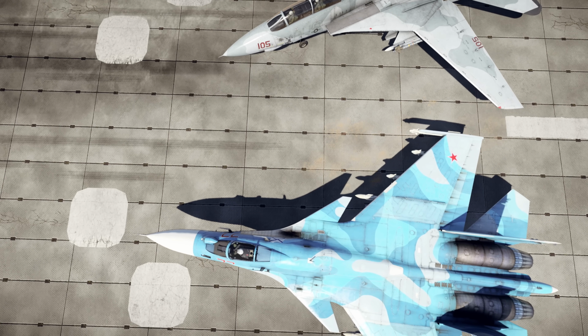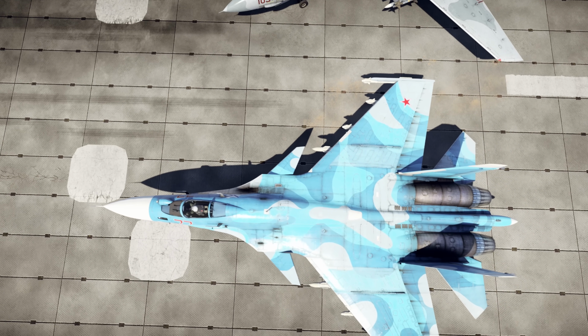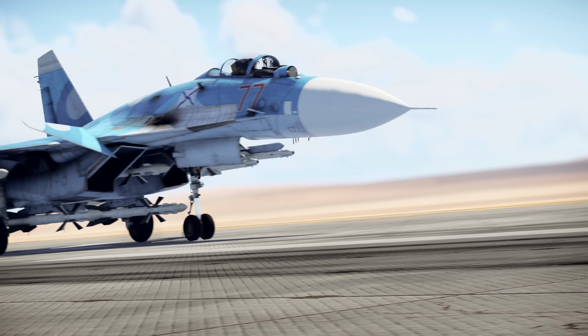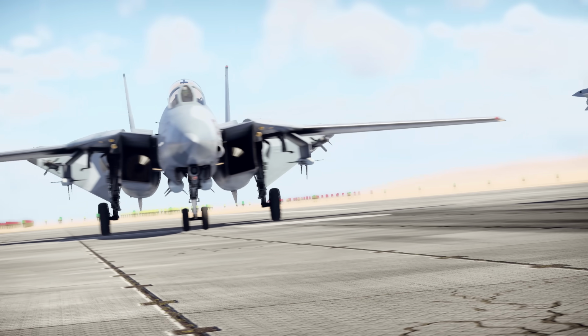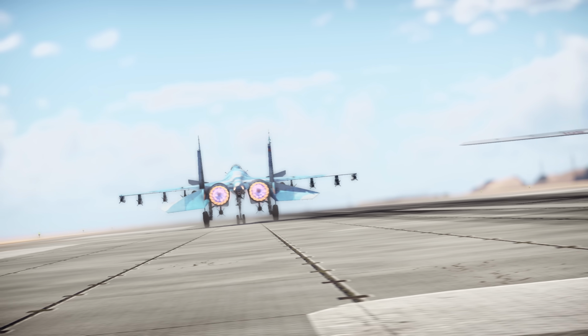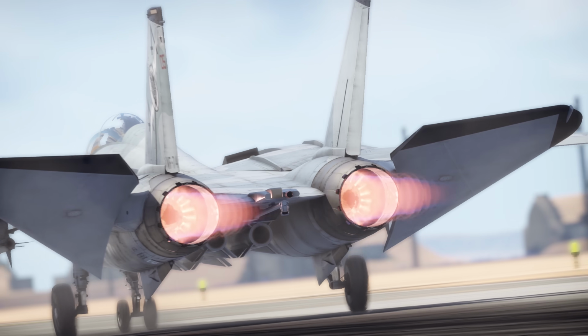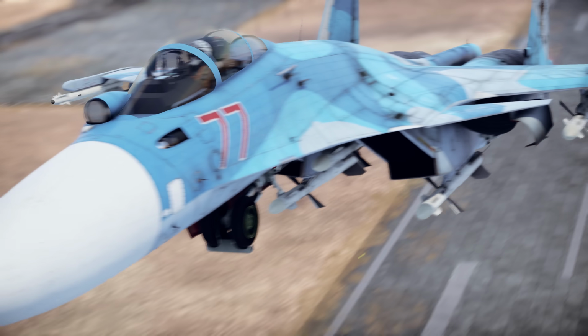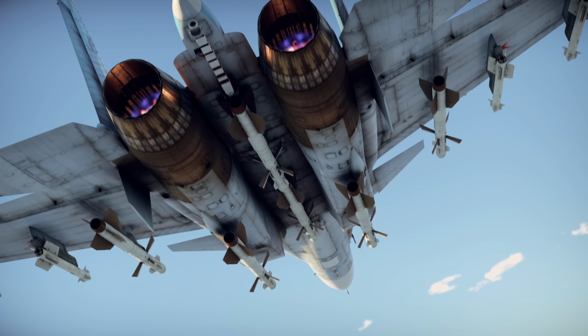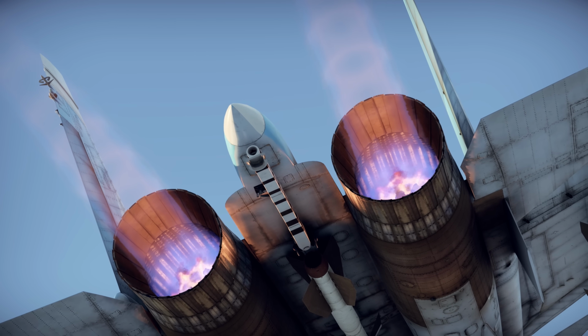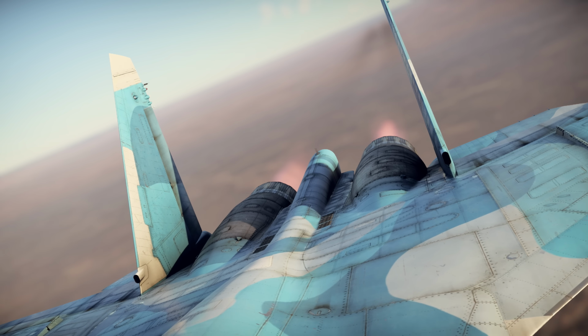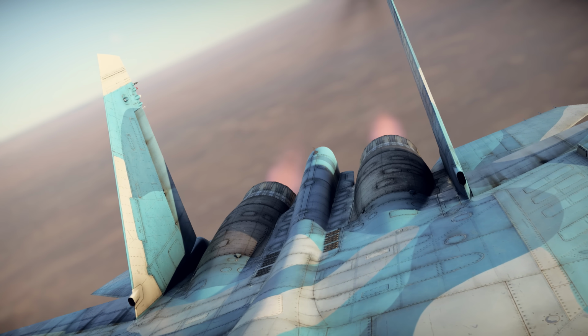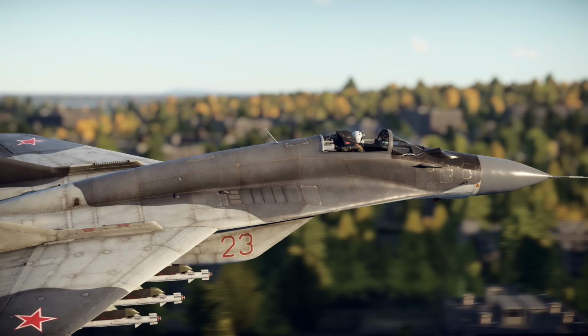To finish, let's answer a common question from players. Why is engine thrust in the game lower than in various sources? This happens because of the difference between static thrust and installed thrust. Manufacturers typically publish the static figure, the thrust measured on a test stand in ideal conditions. Installed or usable thrust is what the engine actually produces in flight.